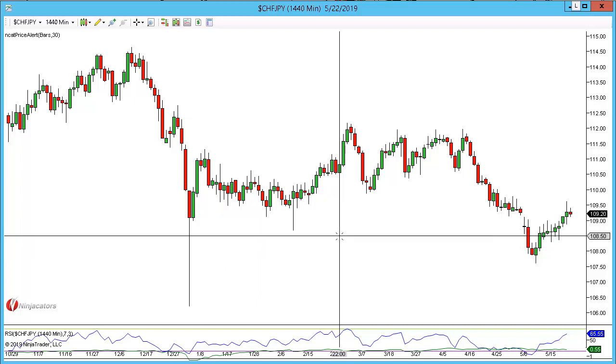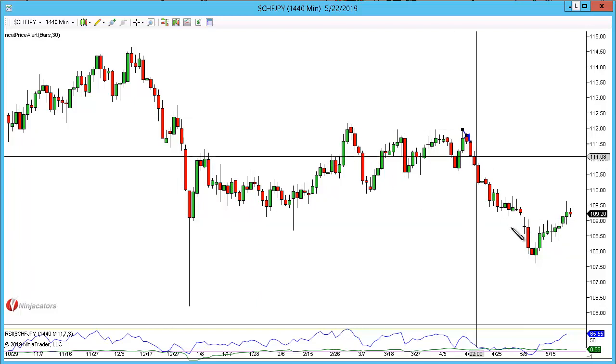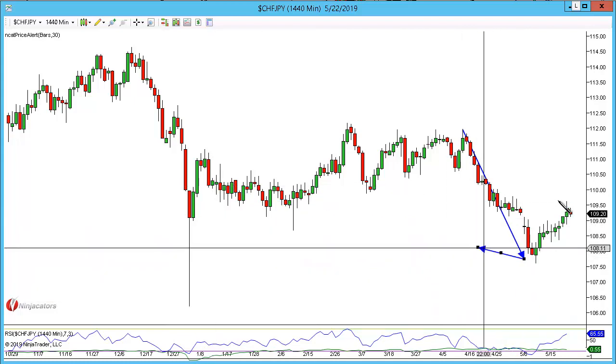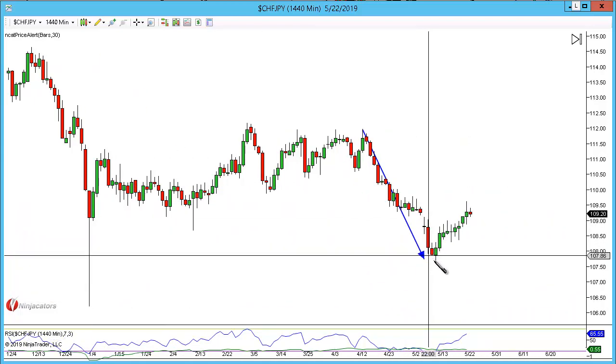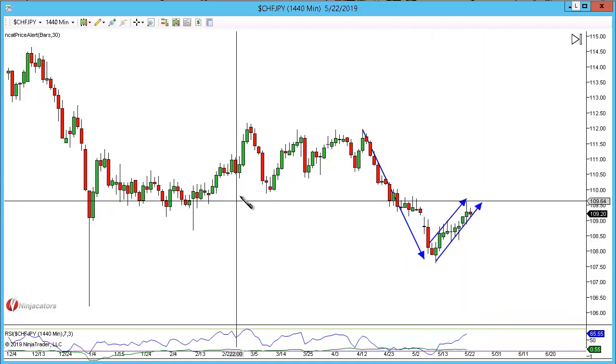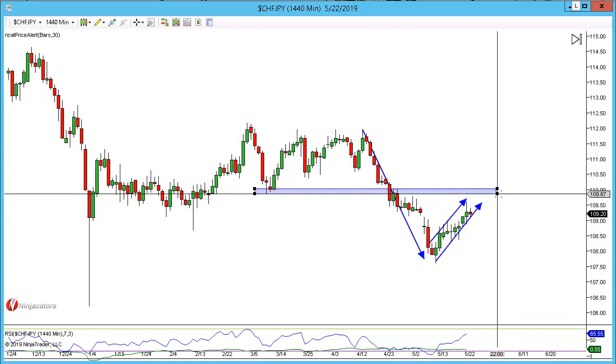So on the dailies, there isn't a great deal for me. We've had quite a directional move lower into these wicks. We could see some buying pressure here at any point, and you can see we are actually seeing a move higher. We could potentially come up to the wicks here, so I'm expecting a move higher.